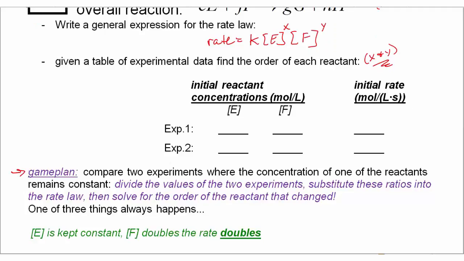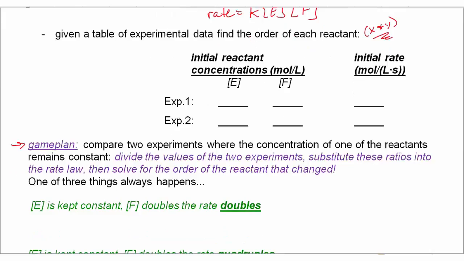The game plan. Compare 2 experiments where the concentration of one of the reactants remains constant. Divide the values of the 2 experiments. Substitute these ratios into the rate law, then solve for the order of the reactant that changed. Okay, one of three things always happens. It looks confusing, but it's really not that bad. E is kept constant, F doubles, the rate doubles.